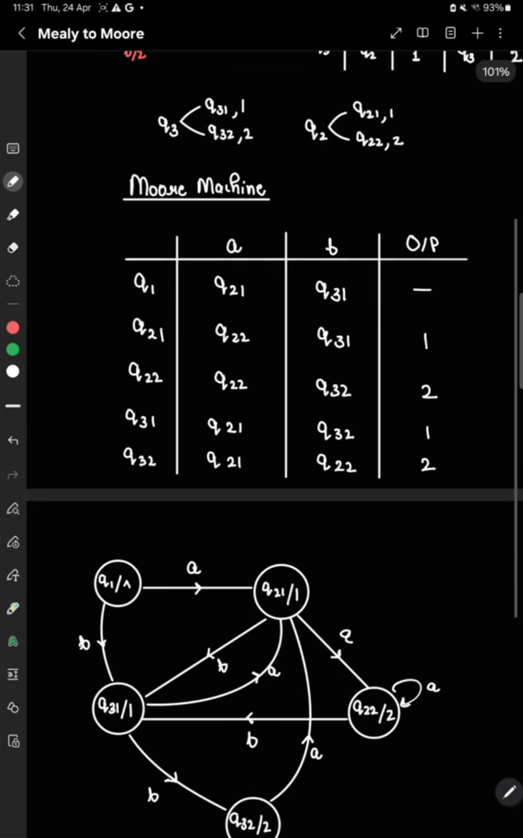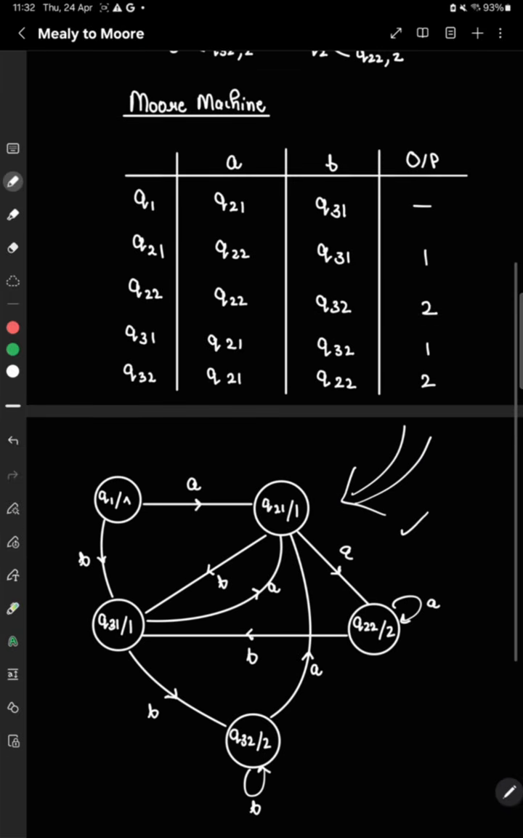And what we will do at the end is convert this whole table into its state transition diagram, and this diagram will be our final answer.